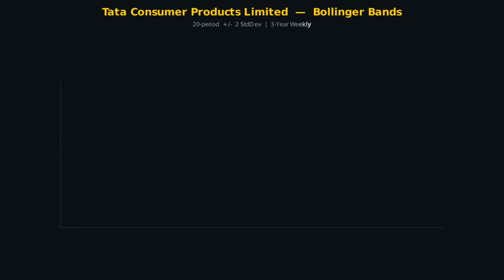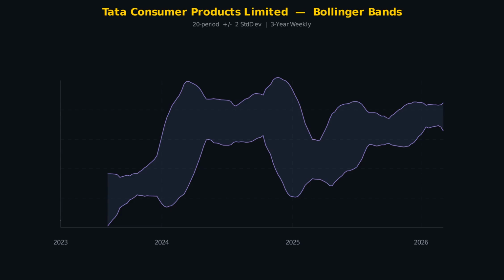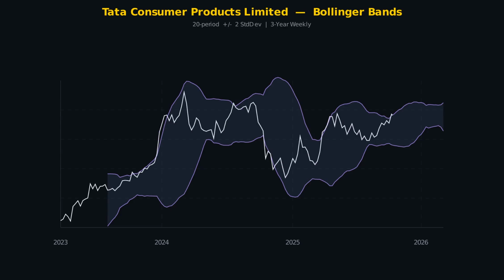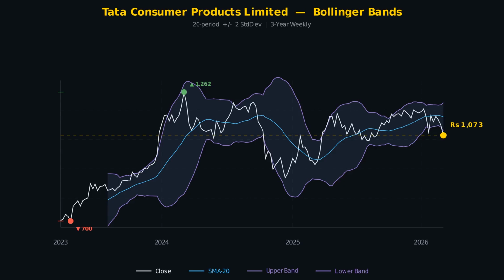Here is the Bollinger Band chart for Tata Consumer Products Limited. The shaded region breathes in and out with volatility. Currently, the bands show wide volatility at 21.6%. The price is outside the upper band, potential breakout. Notice how the price repeatedly bounces between upper and lower bands over this 3-year period. Each touch of a band is a signal.